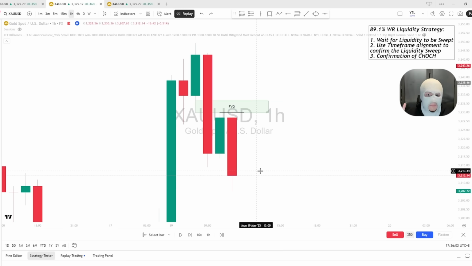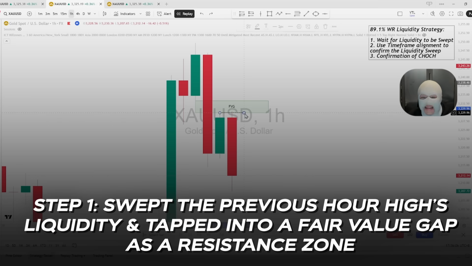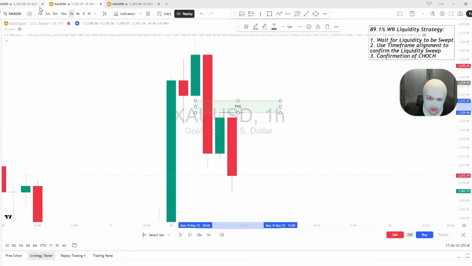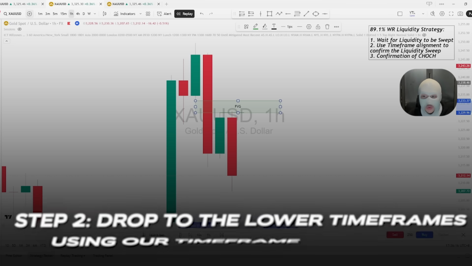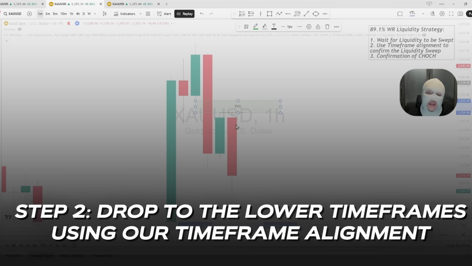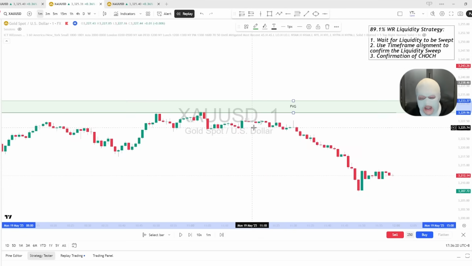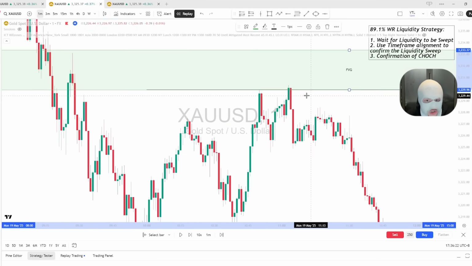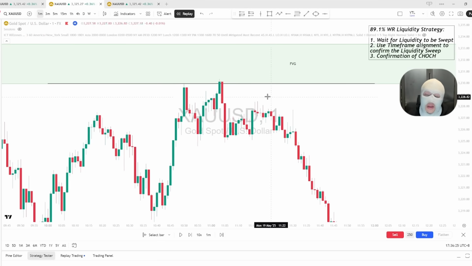So just to recap, we have swept the previous hour high's liquidity and tapped into a fair value gap as a resistance zone. These are very strong confluences to start a sell-off. Step 1 is done. Step 2 is to drop to the lower time frames using our time frame alignment. Since we swept a 1 hour high, we drop down to the 1 minute time frame to look for a bearish change of character to confirm the sweep. We get that right here.